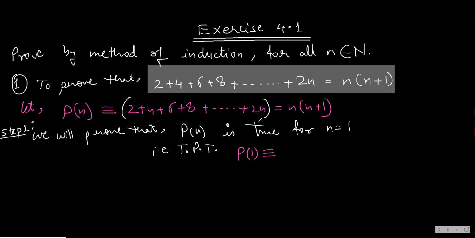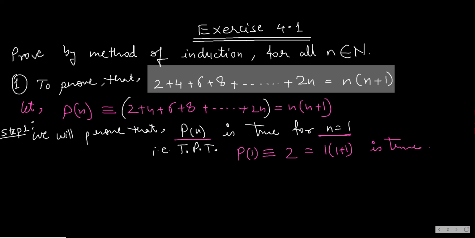Now when you write n as 1, try understanding. n is the number of terms. So when n is 1, you have just one term. And what is just one term on the left hand side? 2. That is to prove that P of 1, which is 2, equals, now here you write n as 1, 1 into 1 plus 1. That is to prove that this is true.